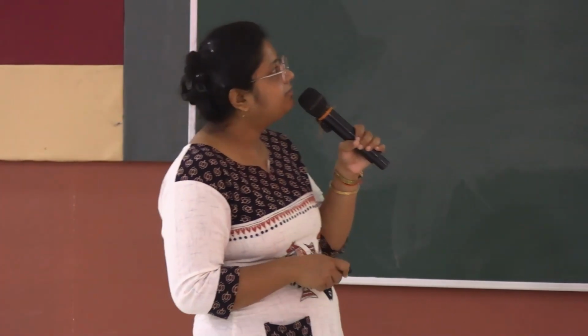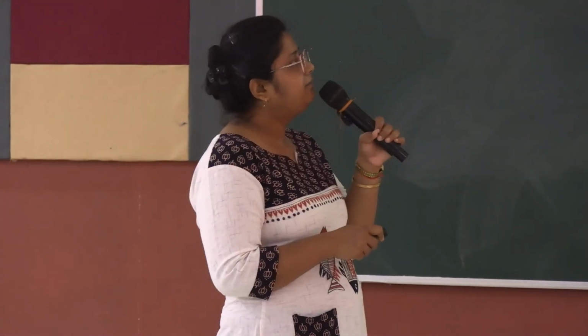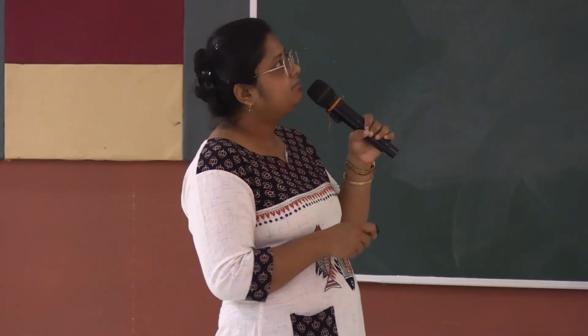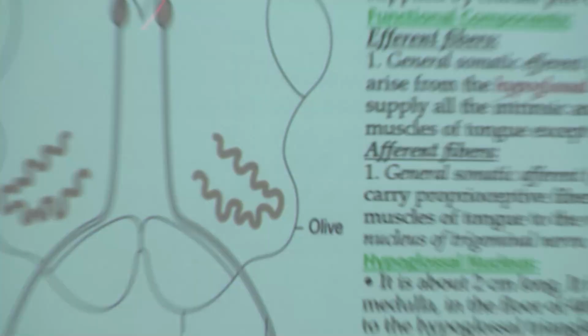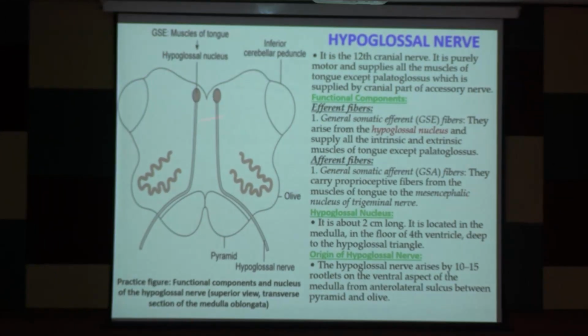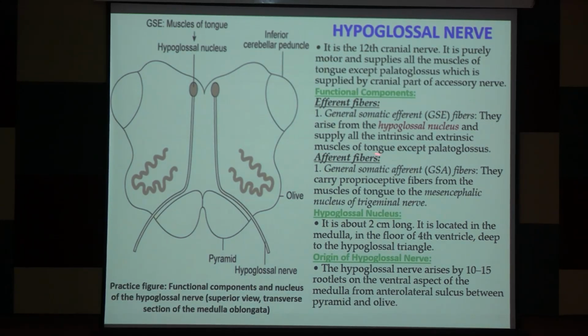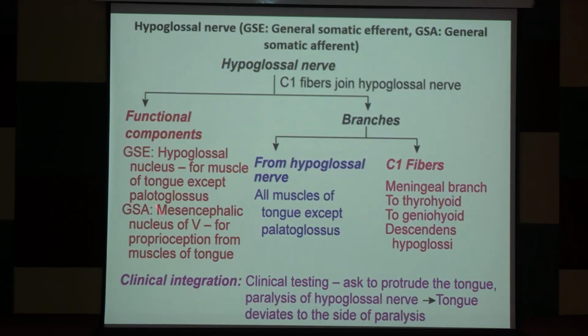See, this is a section of the medulla. Here is the hypoglossal nucleus in the hypoglossal triangle, in the floor of the fourth ventricle; posterior to the medulla lies the fourth ventricle. So these nerves are coming out in between the pyramid and olive, pyramid medially, olive laterally, from the anterolateral sulcus. So these are the hypoglossal nerve rootlets. C1 fibers join the hypoglossal nerve.